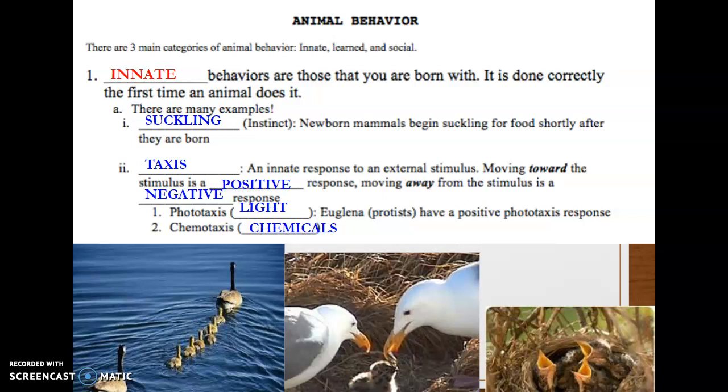Here we have something called phototaxis, much like photosynthesis requires light. So phototaxis means movement to light. You're going to learn that euglena, a certain type of unicellular organism, has a positive phototaxis. Think about it: if it's positive, is it moving away or moving toward? And if it's phototaxis, what is it moving to? And then the other type of movement is called chemotaxis, which just refers to movement towards chemicals.